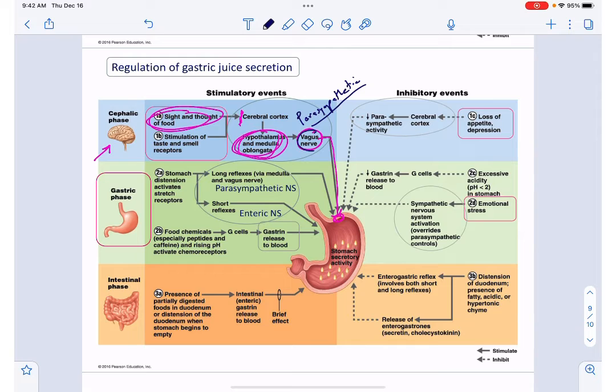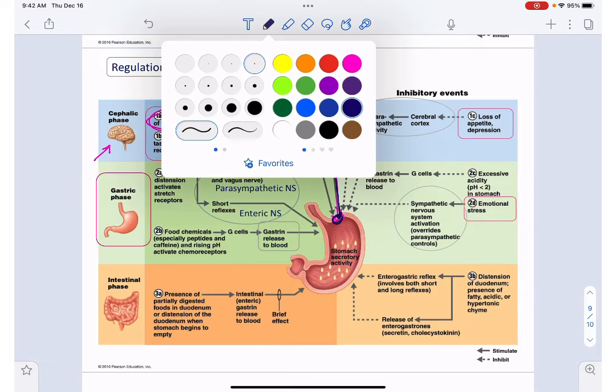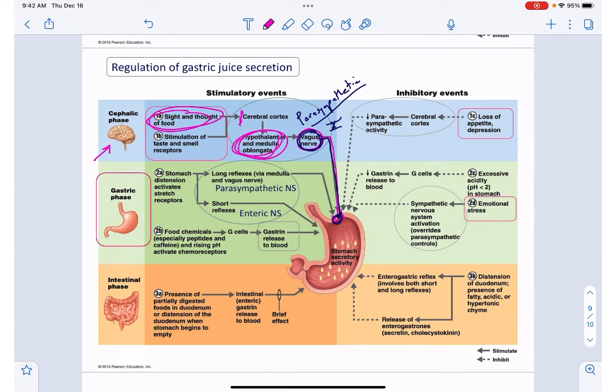And guess what? The vagus nerve is most definitely a cranial nerve. What cranial nerve is that? That's cranial nerve 10. So parasympathetic motor neurons travel down the vagus nerve, act on the stomach, and cause gastric juice secretion. And on this same note, the stimulation of taste and smell receptors act through this same pathway, not surprisingly, to stimulate gastric juice secretion.